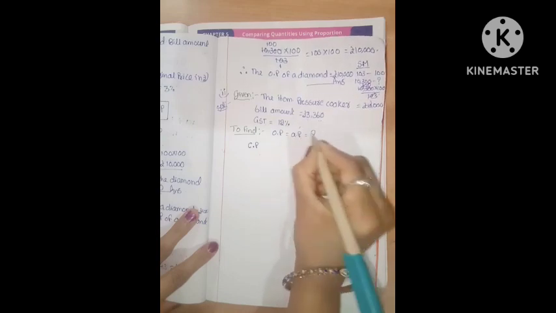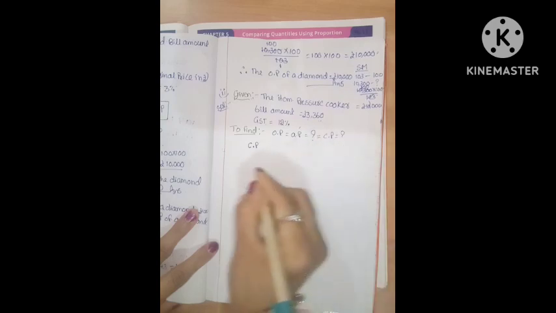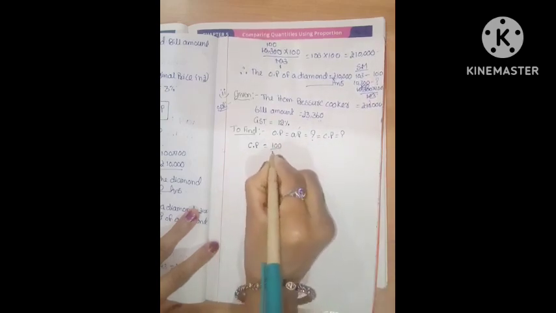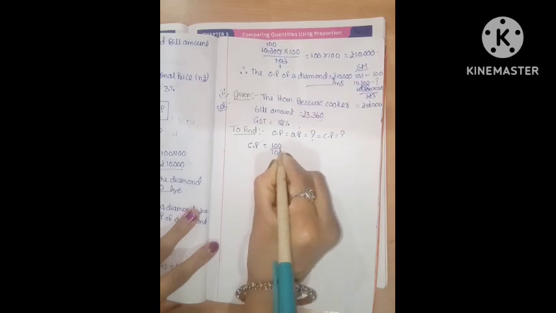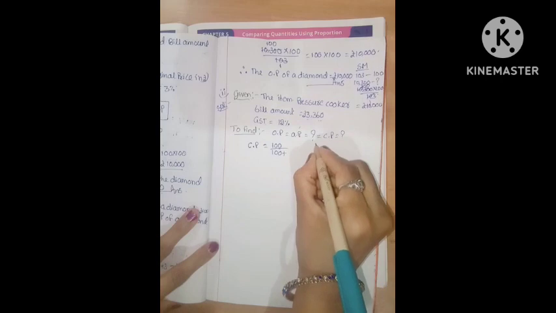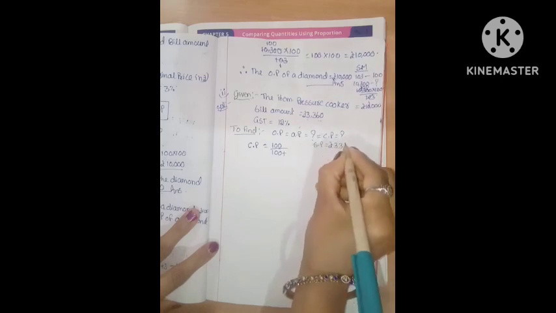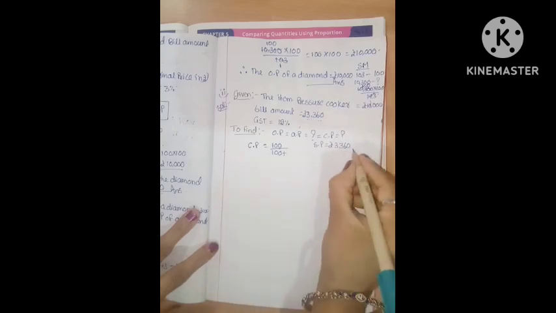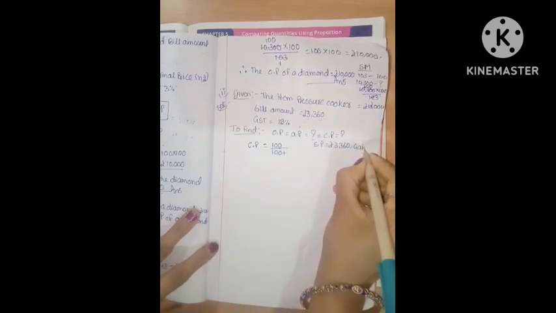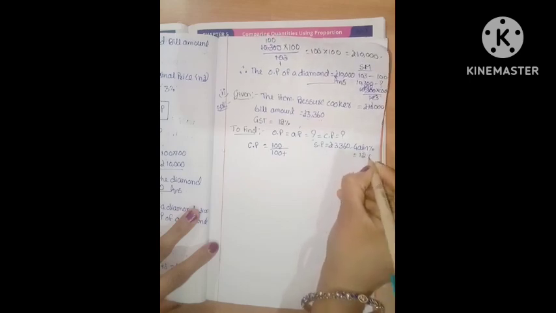Original price, actual price, or CP, all are the same only. So CP equals 100 by 100 plus the gain percentage, into SP. Here SP equals 3,360, and the gain percentage is given, that is 12%.